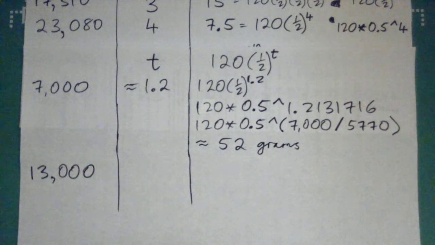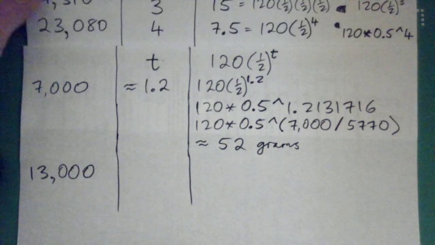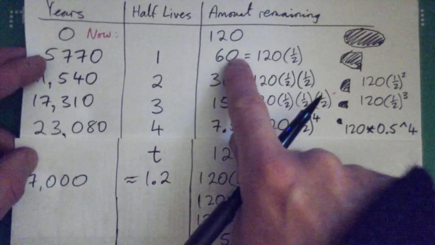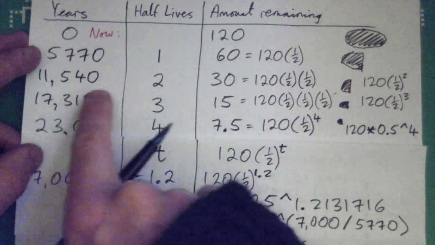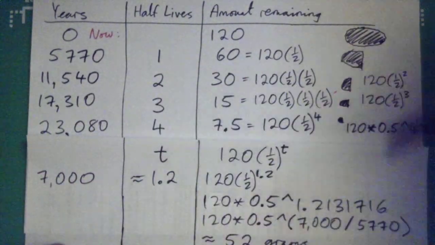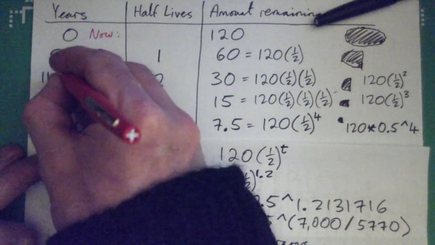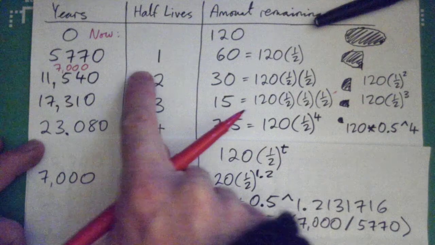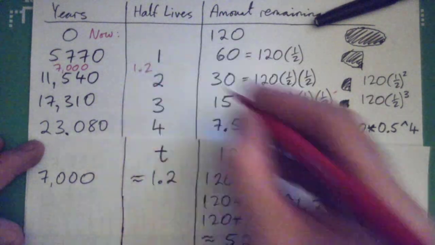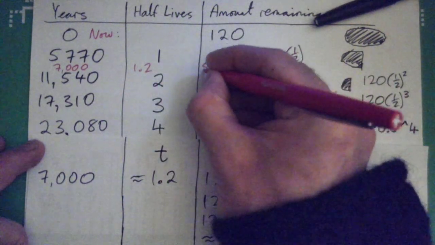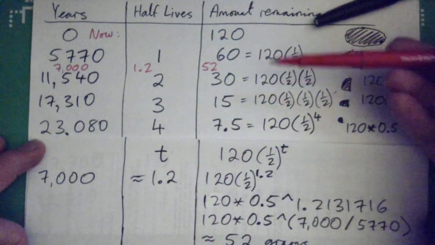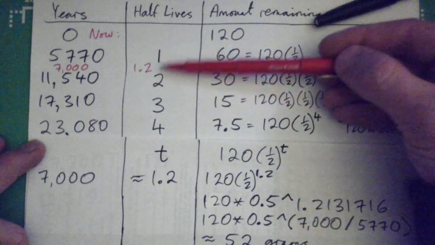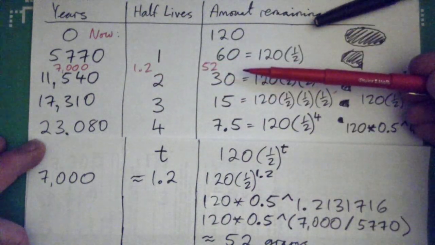Alright, so did you figure out it's about 52 grams? Now, does that make sense with our table? Because after one half-life we had 60. After two half-lives we had 30, right? And our 7,000 years was about in between here, wasn't it? Which is about 1.2 half-lives. And that was 52 grams, right? And that all looks nice, doesn't it? Because the 52 is between the 30 and the 60, right? Does that make sense?